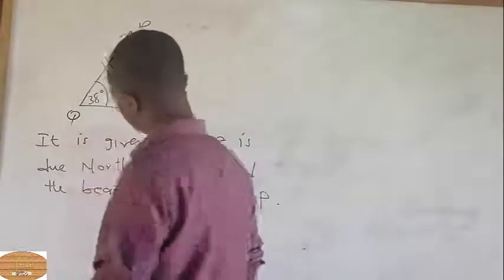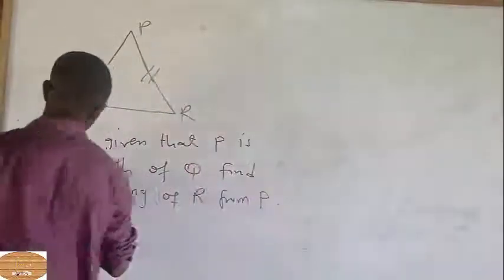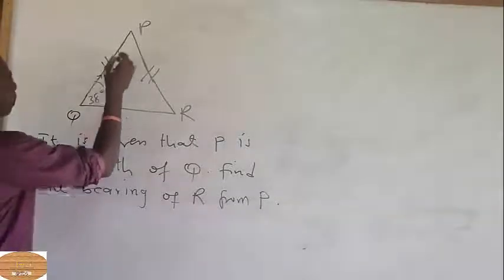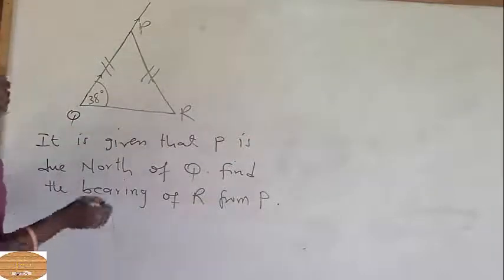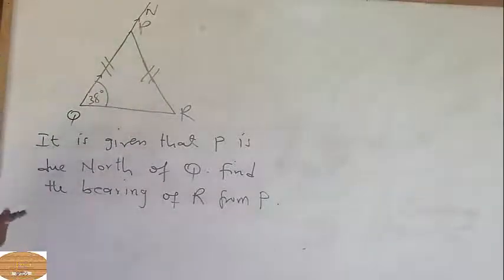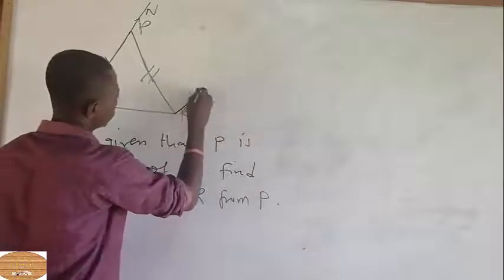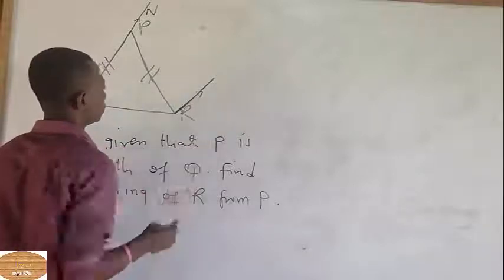So this is the next example. It is given that P is due north of K. So this is K, so our north. That's the information. So that's what it means. So we are going to find the bearing of R from P. So let me locate my north for R. So that's my north.